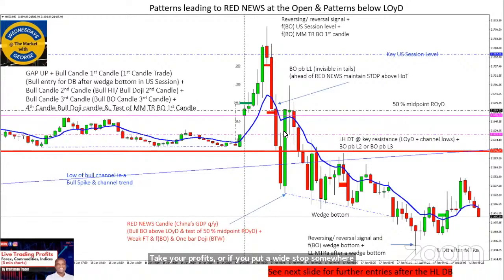Wedge bottom, 3 attempts by the bears to go down, repulsed by the bulls. Failed breakout beneath the wedge bottom, another reversing signal. We had one here. The problem with this one is that it's a bear candle, so you need to wait, and there was a decent enough entry to take.